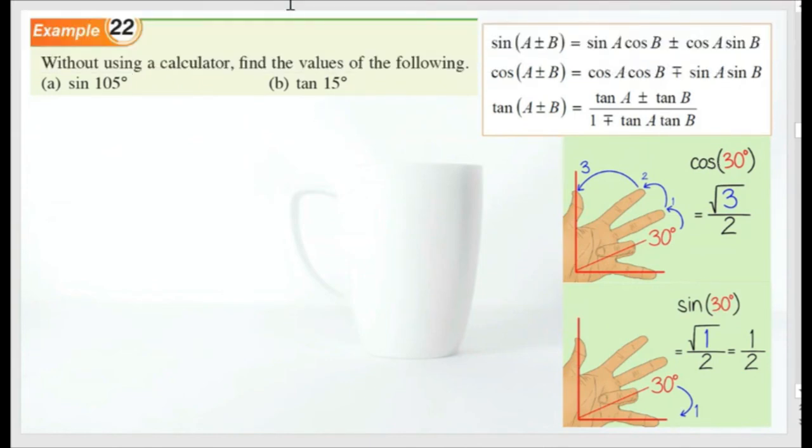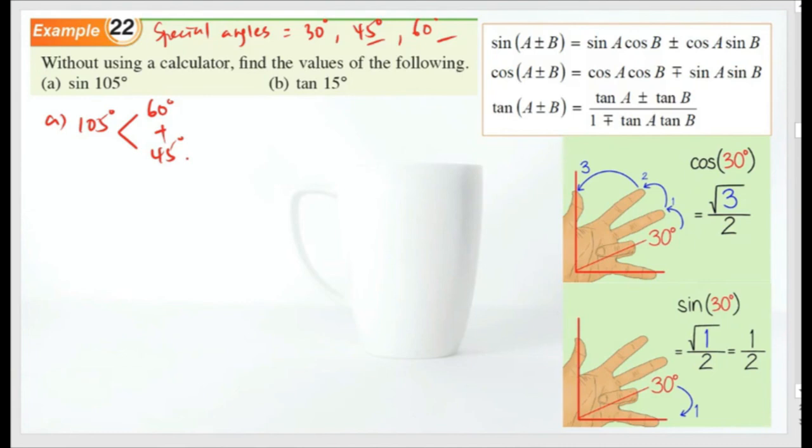If you see the words without using a calculator, it means that it will involve the special angles. What are the special angles? Special angles are 30 degrees, 45 degrees, 60 degrees. Okay, these are the special angles. So the first one, 105 degrees. So 105 degrees is the addition of 45 and 60 degrees, right? 60 degrees plus 45 degrees will become 105 degrees, right? So we have to use the addition sign.